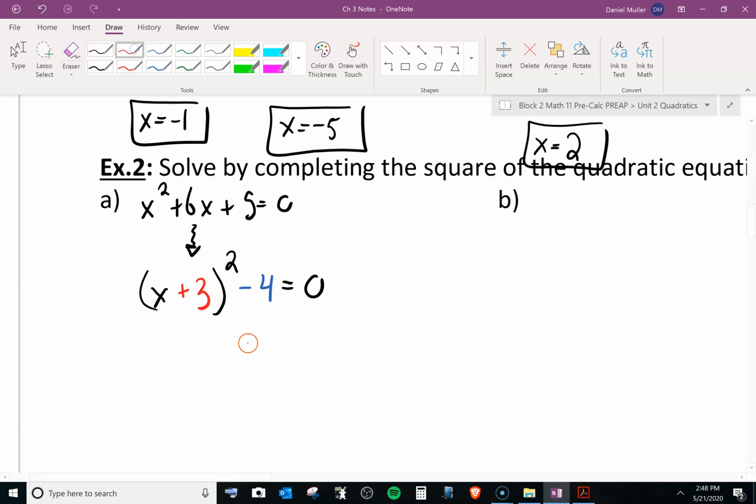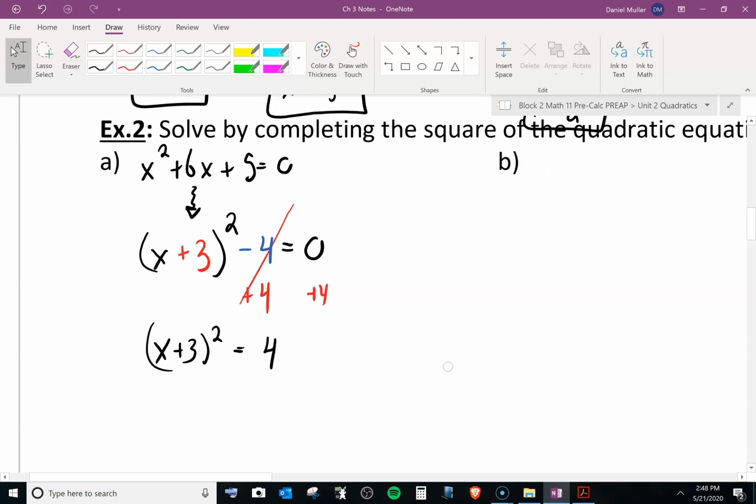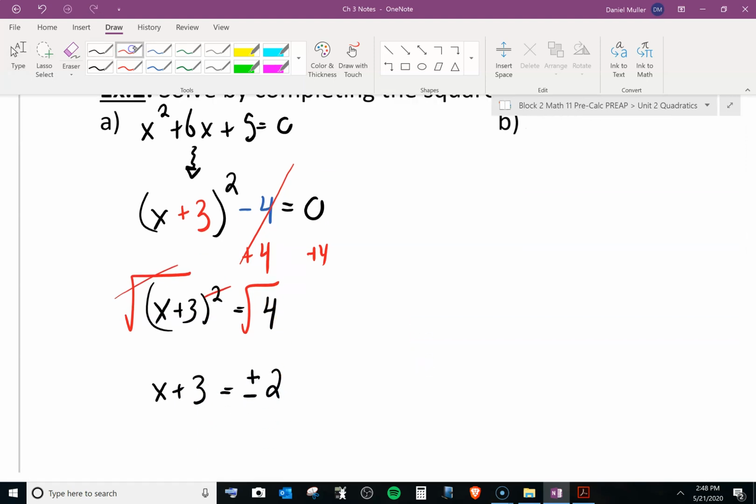So let's do backwards BEDMAS. Let's get rid of this 4 first, add it to the other side. So we have x plus 3 squared is equal to 4. And then we can square root to cancel out the squared. Now remember, whenever you're solving, if you ever square root to get rid of a square, you need to do a plus or minus. So the square root of 4 is 2, so it's plus or minus 2. Then we can minus the 3 from both sides.